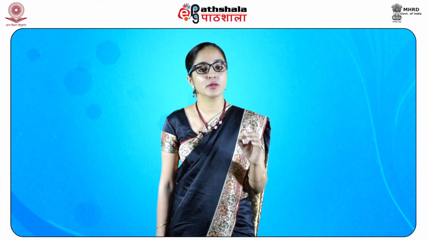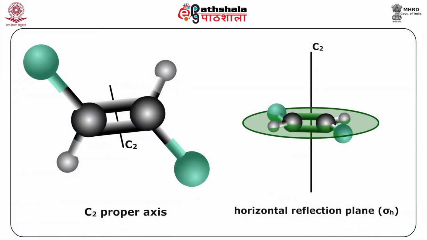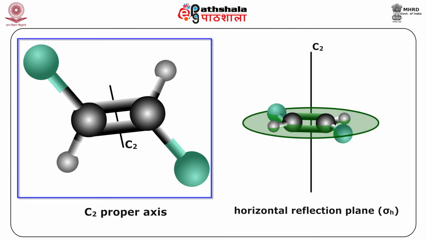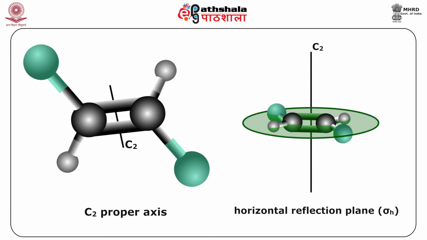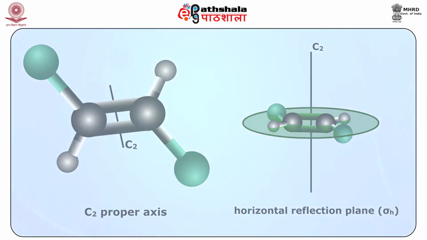Now you can see how by asking simple questions to yourself and analyzing the molecules in a better way, you can actually assign the point groups to a particular molecule. Third example is the symmetry elements and operations in trans 1,2-dichloroethene. Now if you analyze this molecule, it has a C2 proper axis of symmetry and it has a horizontal reflection plane that is denoted by sigma H.